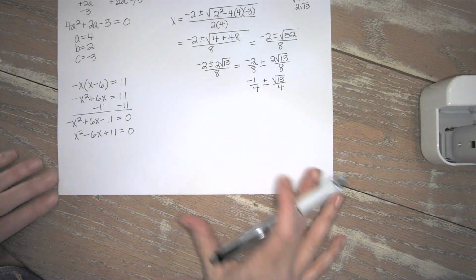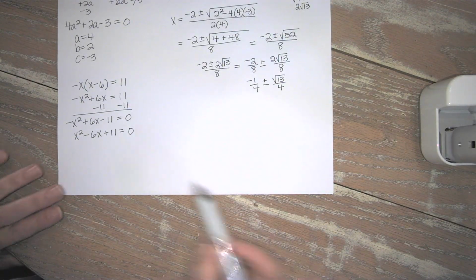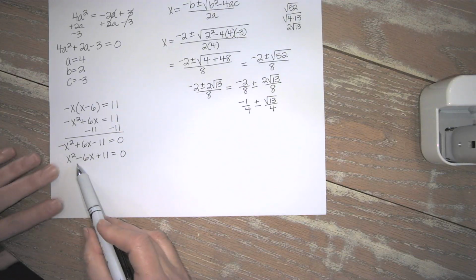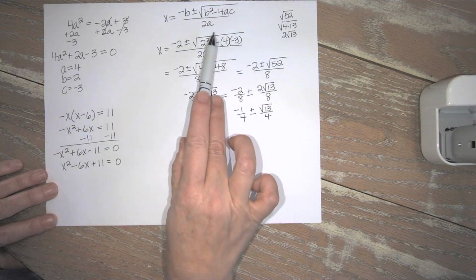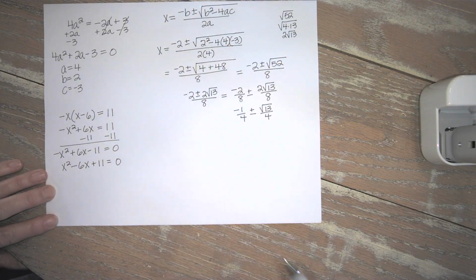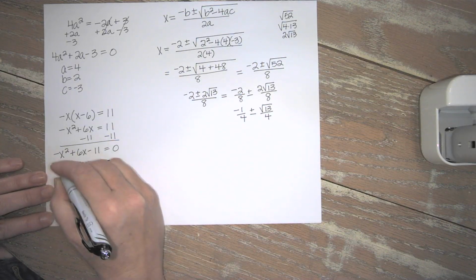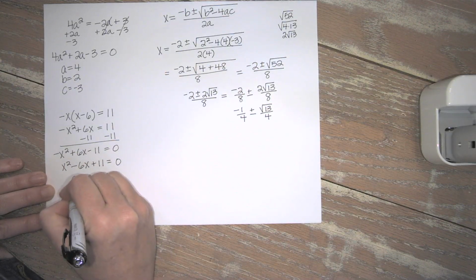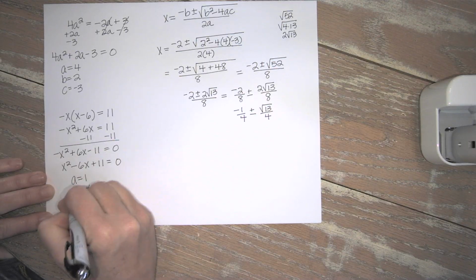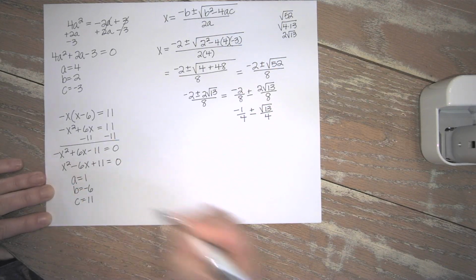All right, and now our a value is positive, and that's going to be better in the long run because we won't end up with a negative on the bottom of a fraction. So now I'm going to plug in my values for a, b, and c. A is 1, b is negative 6, and c is 11.